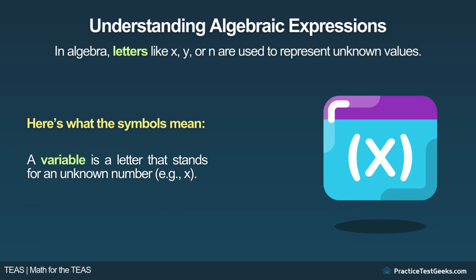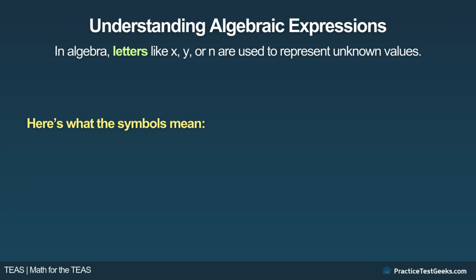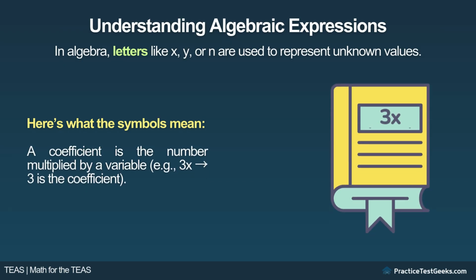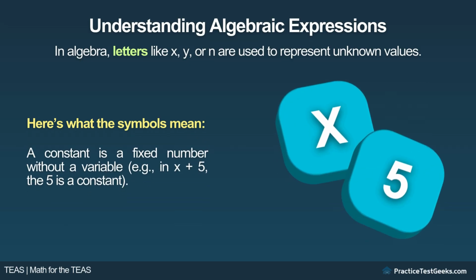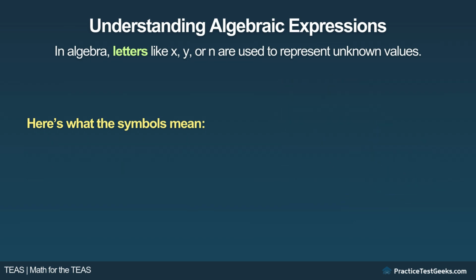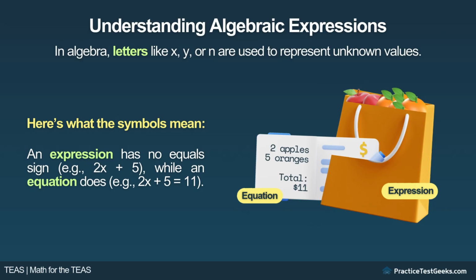A variable is a letter that stands for an unknown number, like x in the equation. A coefficient is the number that's multiplied by a variable. In 3x, the number 3 is the coefficient. A constant is a fixed number with no variable. For instance, in x plus 5, the number 5 is the constant. An expression is a math phrase that doesn't have an equal sign, like 2x plus 5. An equation does have an equal sign, like 2x plus 5 equals 11.